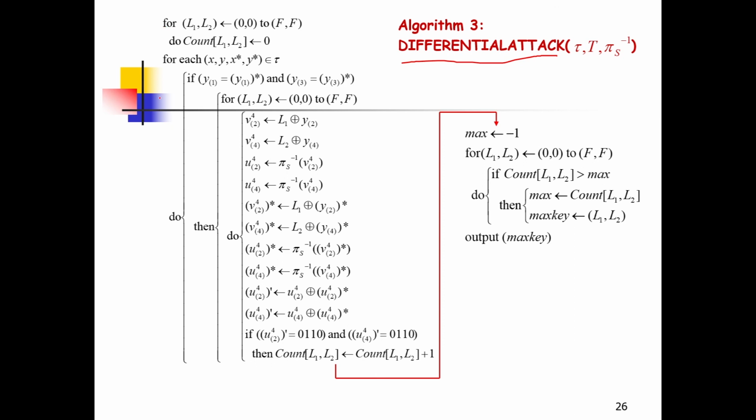In this, we will make a table for the key such that y and y dash should be the inverse of the last function, and the key which has the maximum counter will be our subkey.